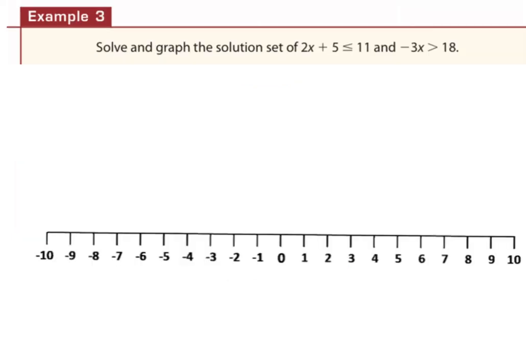So solve and graph the solution set of 2x plus 5 is less than or equal to 11 and -3x is greater than 18. So you are literally going to solve these individually. I'm going to start here, and I'll say 2x plus 5 is less than or equal to 11. What am I going to do to solve it? What's my first step? Subtract my 5. So I have 2x is less than or equal to 6. My final step here is to divide by 2. x is less than or equal to 3.